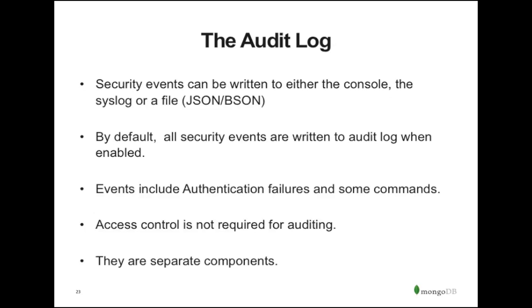So what is an audit log? It's essentially security events. We're logging security events. They could be written to the console, syslog, or to a file in JSON or BSON format. By default, all security relevant events are written to the audit log when it's enabled. The events include authentication failures, some commands, and access control decisions. Side note, access control is not required to be enabled to do auditing, although I would recommend it. There are less uses for it, since if you do not have access control enabled, you will not be able to audit who did what with the system.